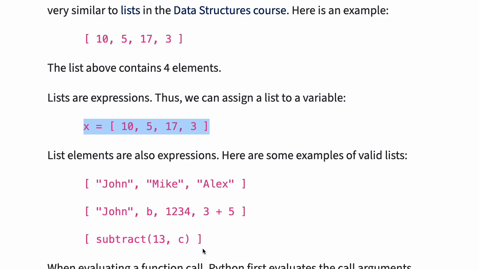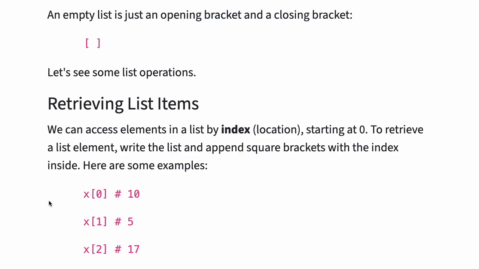When evaluating a function call, Python first evaluates the call arguments. Similarly, when evaluating a list, Python first evaluates the list elements. An empty list is just an opening bracket and a closing bracket.